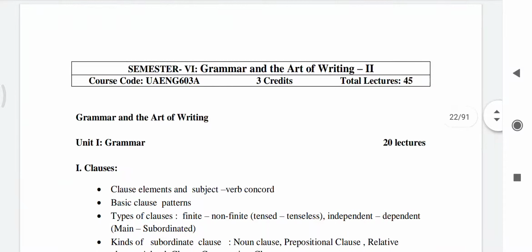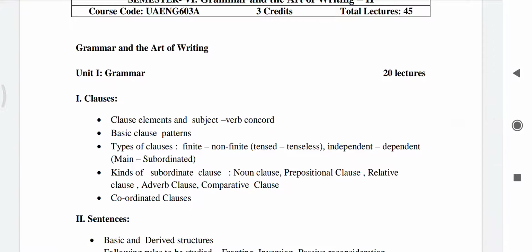In the grammar paper in the second semester, we have the furtherance of the patterns that we studied. We have gone through words and phrases. Now we have clauses and elements of clauses, the relation between subject and verb, basic clause patterns, types of clauses like finite and non-finite clauses, independent and dependent clauses. At the same time, we have kinds of subordinate clauses like noun clauses, prepositional clause, relative clause, adverb clause and comparative clause. We are going to deal with these topics in our physical classes.